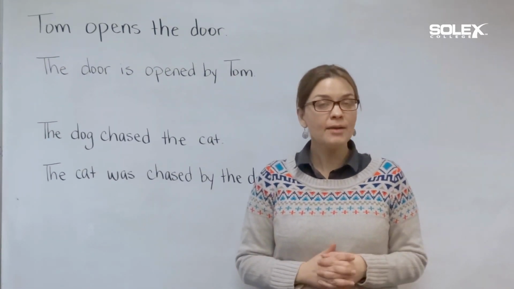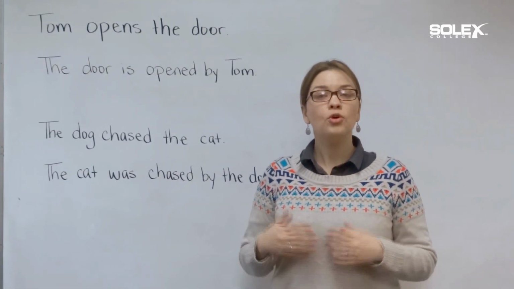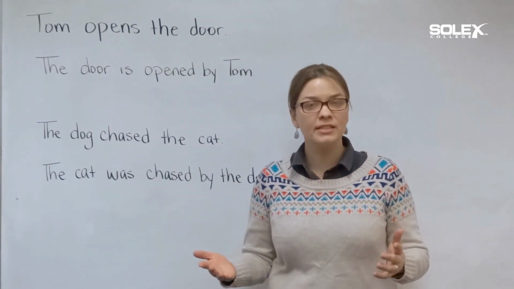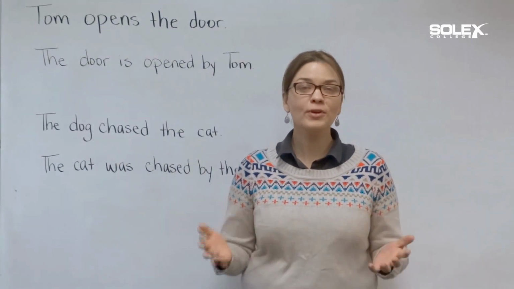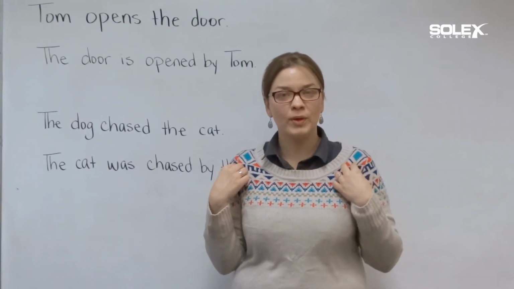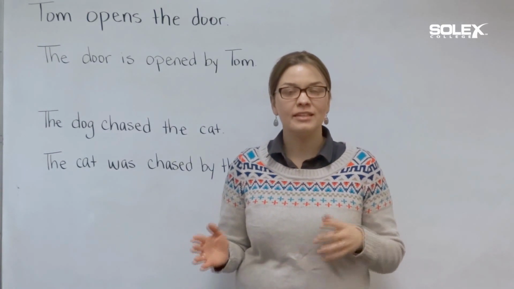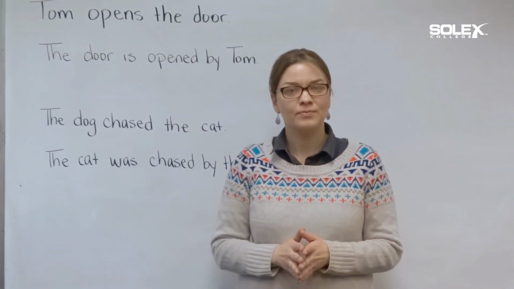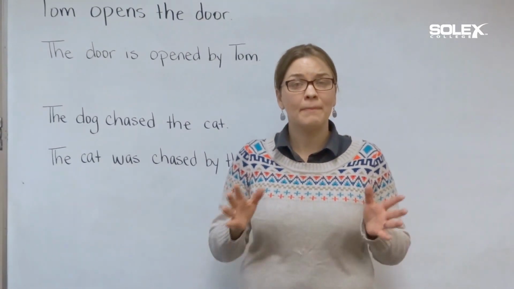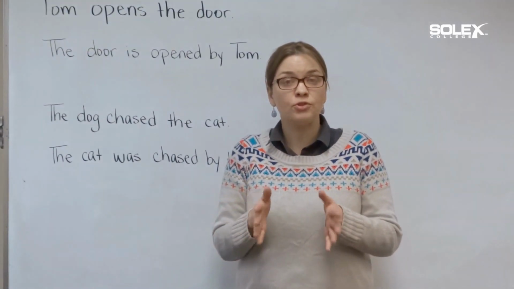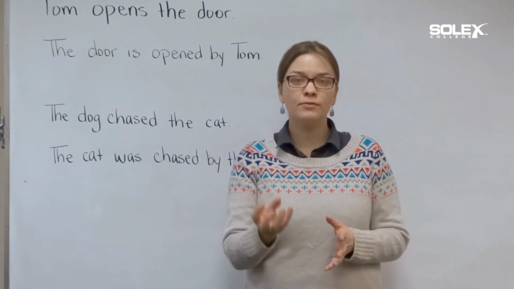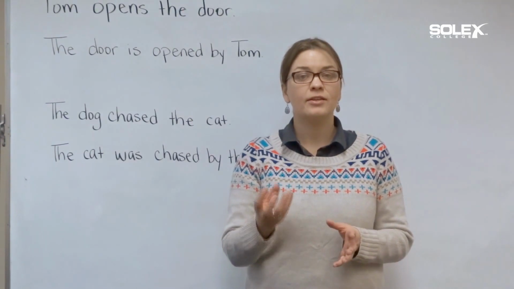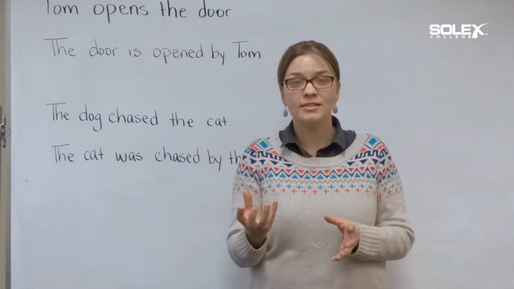One reason might be because we don't know who or what is performing the action of the sentence. For example, my sweater was made in New York. This sentence is in the passive. We can't say my sweater made in New York. We need the verb to be in our sentence. In this sentence, the verb to be is was.